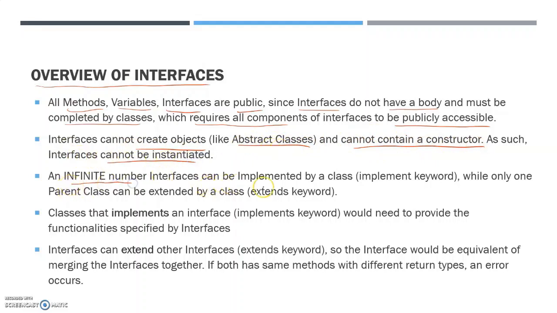An infinite number of interfaces can be implemented by a class using the implements keyword, while only one parent class can be extended by a class, which uses the extends keyword. Classes that implement an interface will need to provide the functionality specified by the interfaces. Interfaces can extend other interfaces, so the interface will be the equivalent of merging the interfaces together. One interface can extend an infinite number of interfaces.